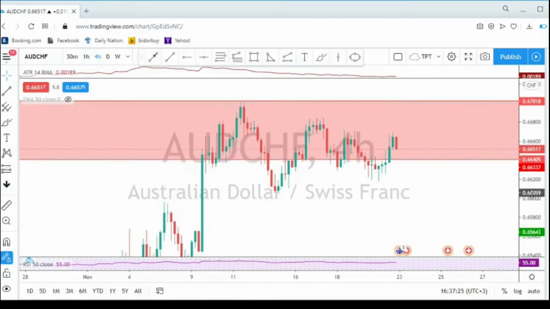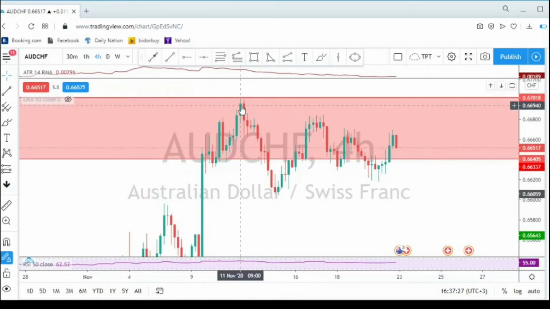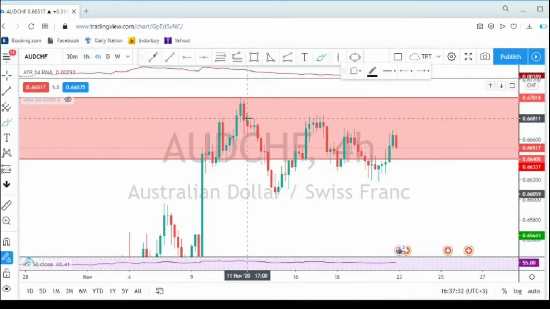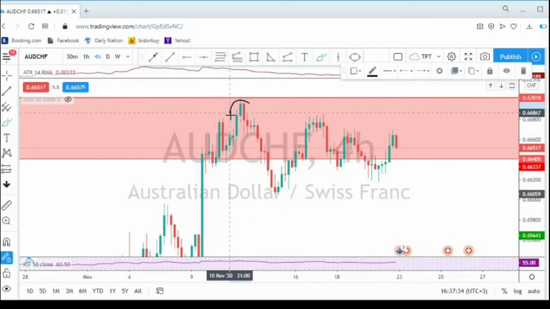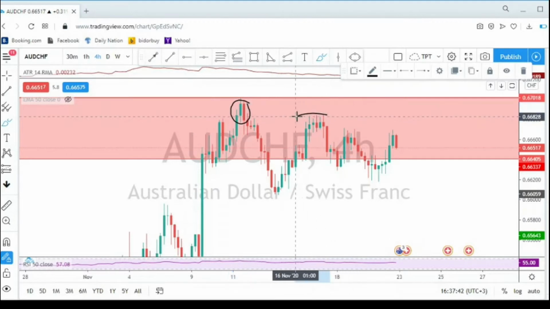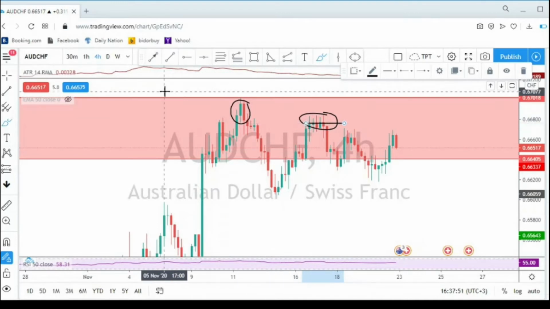And here, what do you see here? This would have been an entry reason here. We have this bearish engulfing candle at the resistance level, but that didn't happen. This also could have been another entry reason because of this multiple weeks rejection. And now we have another entry reason.